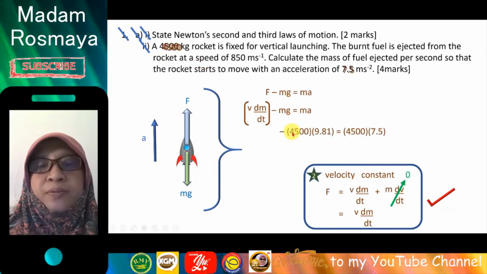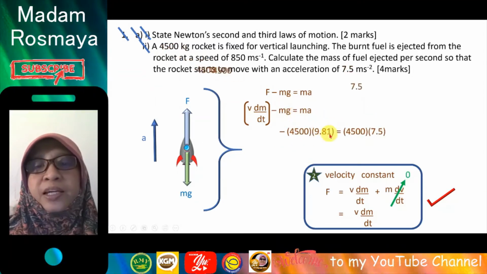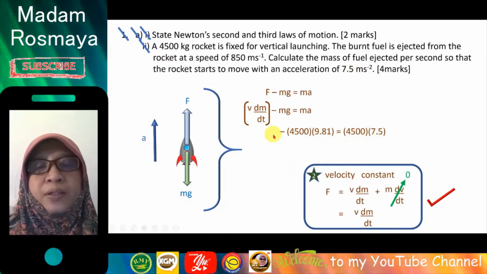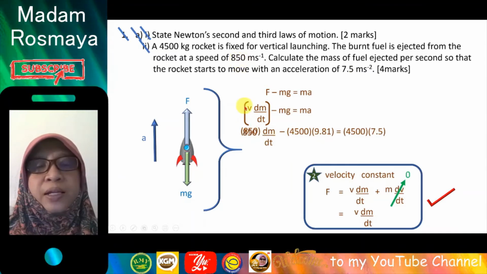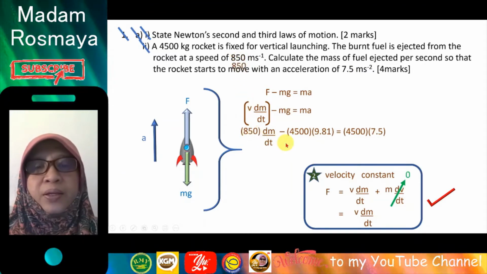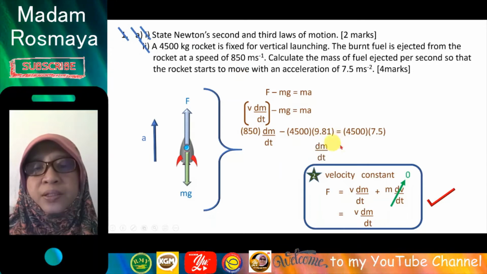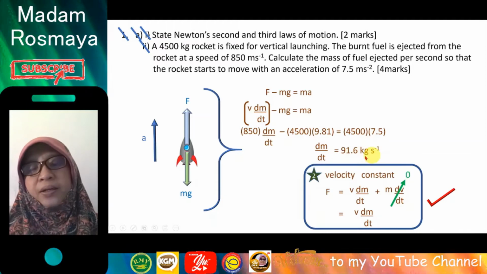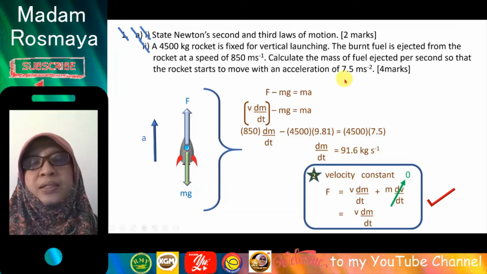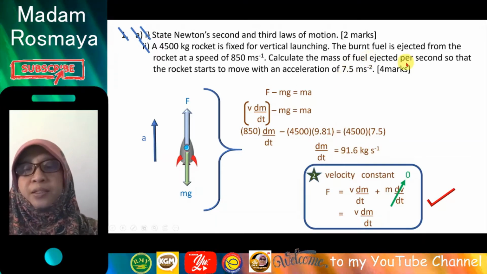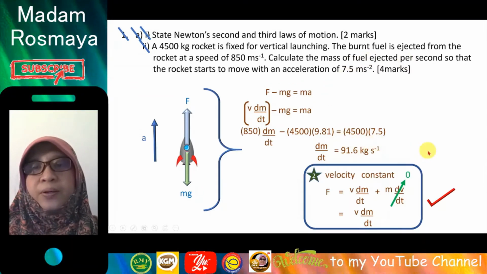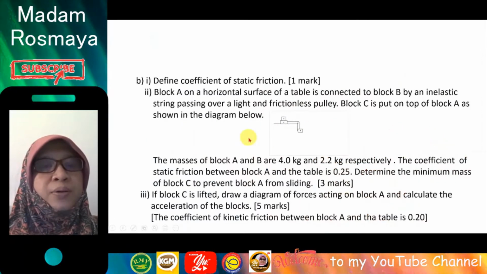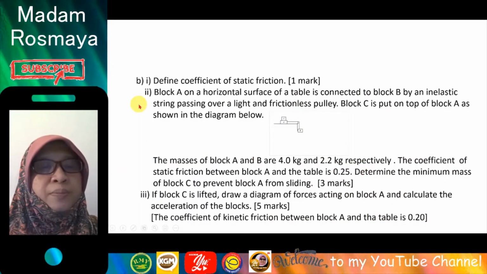We substitute the values: the mass of the rocket, g equals 9.81, the acceleration 7.5, and also v equals 850 meters per second. So we rearrange this equation, and for dm by dt we get 91.6 kilograms per second. This is the answer for the mass of fuel ejected per second. So you get 4 marks.